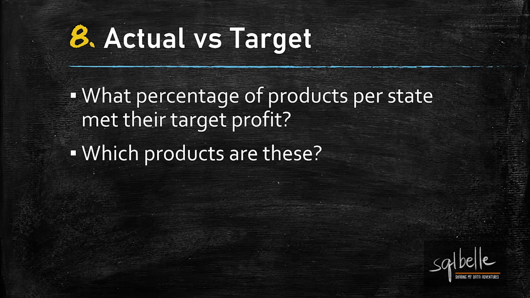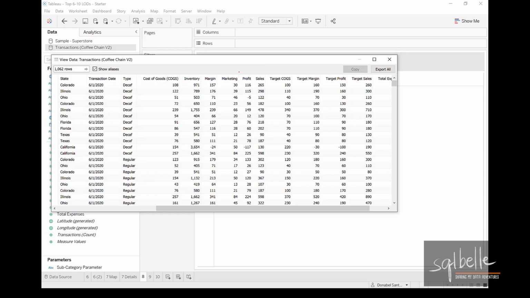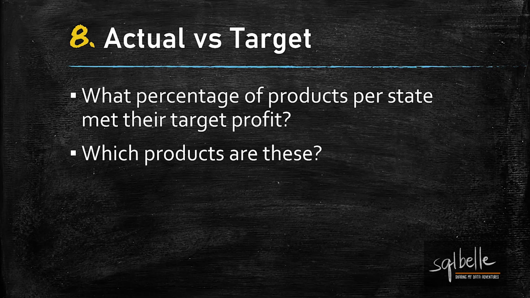For the 8th use case, I am using an adjusted version of the coffee chain dataset that was originally used in the white paper. This dataset is all about coffee and tea sales. Each record in this data source has profit and target profit. In this example, we will show how to calculate the proportion of products that meet their targets, as well as how to break this down to identify exactly which of the products met their targets and which products didn't.